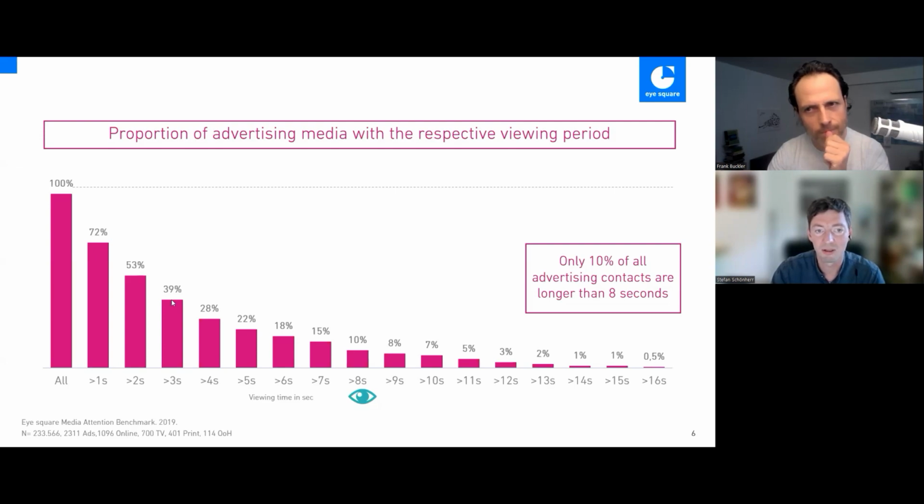Normally, people are not so keen to see advertisement. There are a lot of strategies to avoid advertisement, right? So this is something which is reflected in these numbers here in a way. But there's hope, and that is what you can see on the next slide.